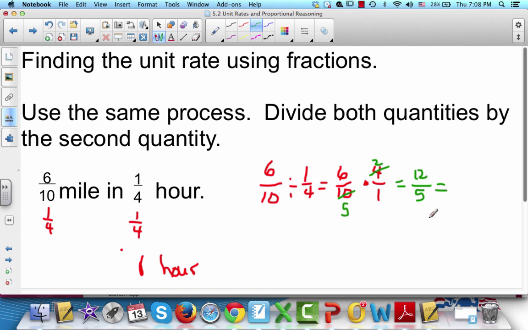So 12 divided by 5 gives us 2 with 2 left over, so that's 2 and 2/5. So our answer will be 2 and 2/5 miles per 1 hour. Not too bad.